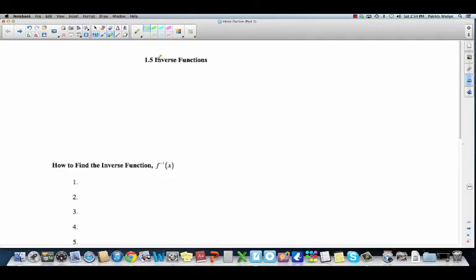Welcome back, everyone. Time for more math. Exciting, fun, wonderful. 1.5 is inverse functions.